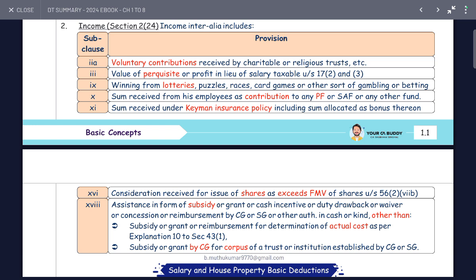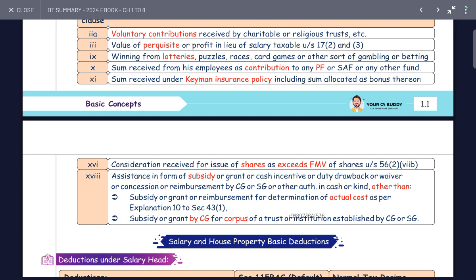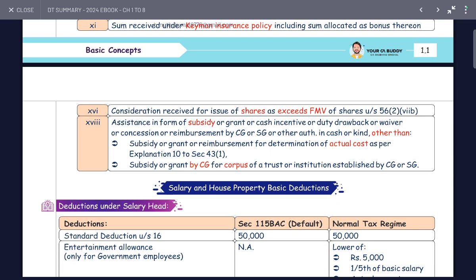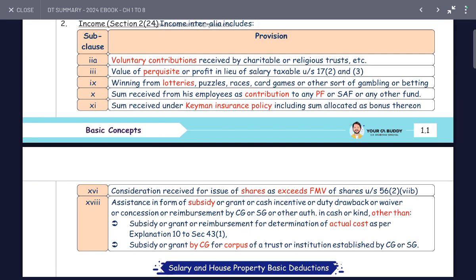Sums received by employees as a contribution to any PF, superannuation fund and other funds. Sums received under a Keyman insurance policy, including sums allocated by way of bonus thereof. Consideration received on the issue of shares. Winnings of lottery, races and games and gambling.